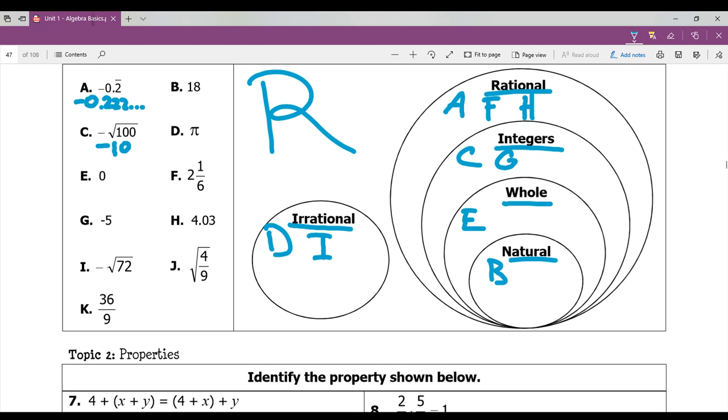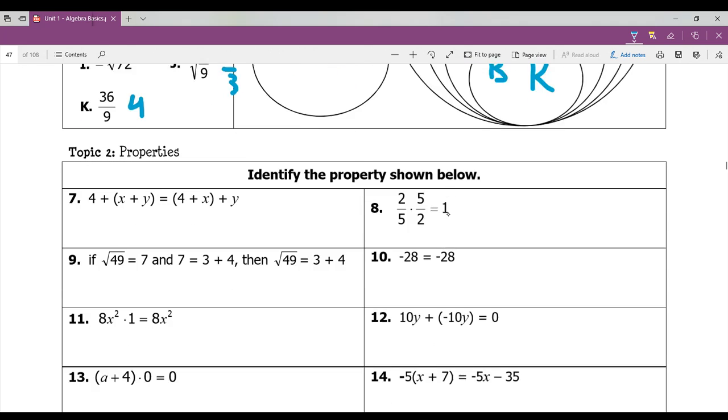Square root of 4/9. If you type that in, I think it's 2/3. Well, 2/3 is a fraction, so that means it's going to be a rational number. 36/9, that is secretly 4 in disguise, so it is a natural number. Alright? That's all stuff about real numbers.